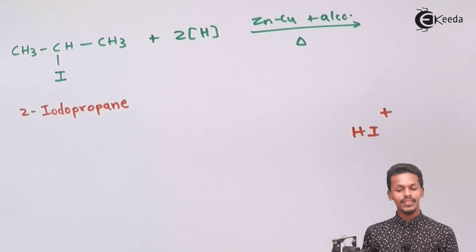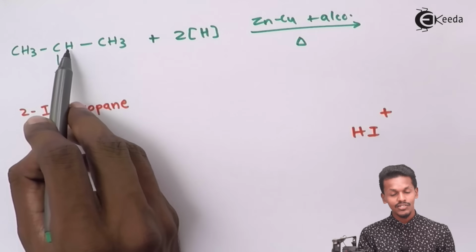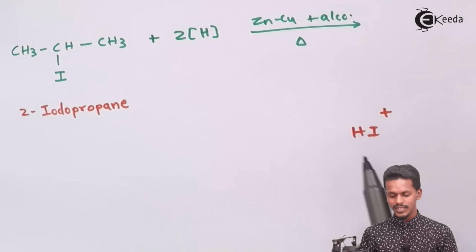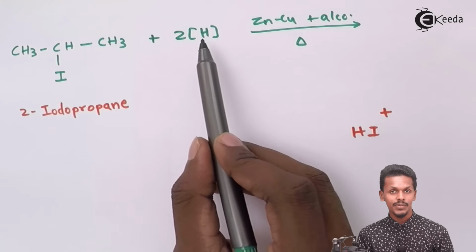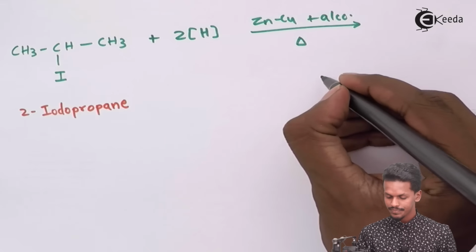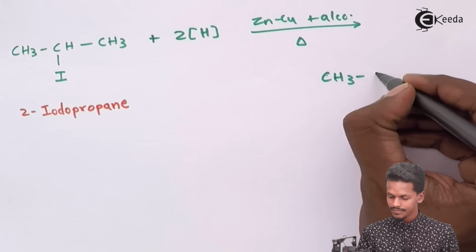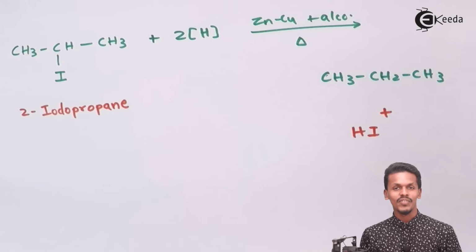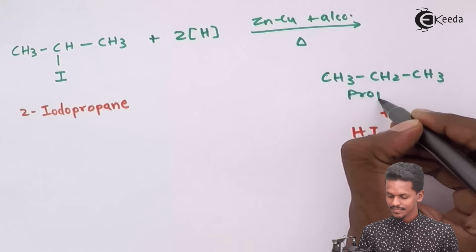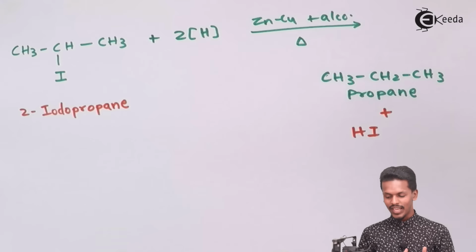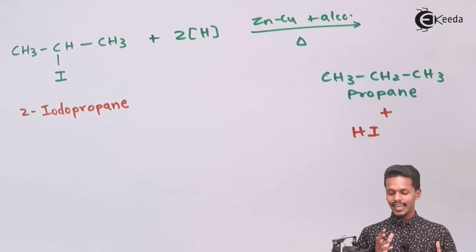But the thing that has been remaining with us is basically CH3, CH3, and among these two nascent hydrogens, one has gone with the iodine, and the one that remains, that hydrogen will be involved here, so as to make it, and the name of this is nothing but propane.